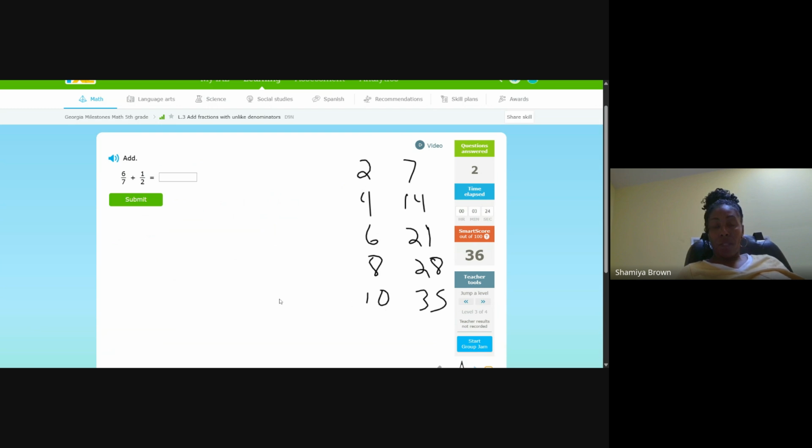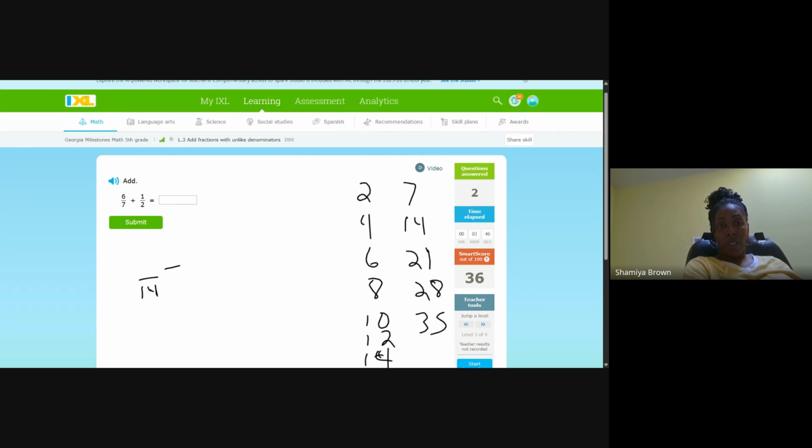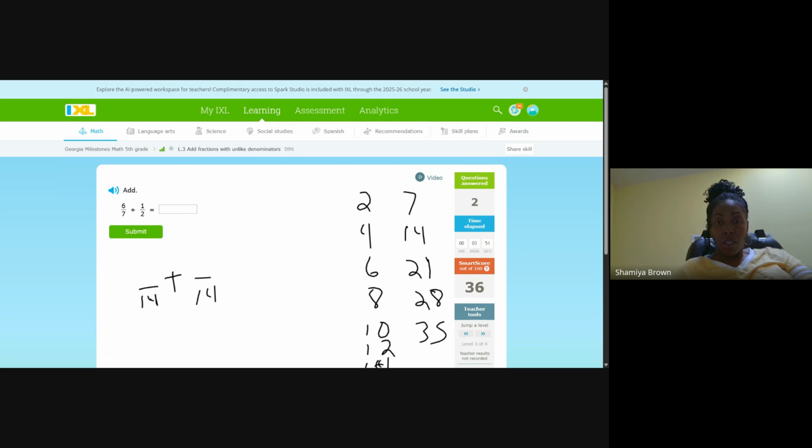So I'm at 10, so my next one will be 12. Next one will be 14. And now I see something in common. 14 and 14 up there. I have 14 here and 14 here. So therefore I know my common denominator is going to be 14. So it's going to be something over 14 plus something over 14 equals something over 14.